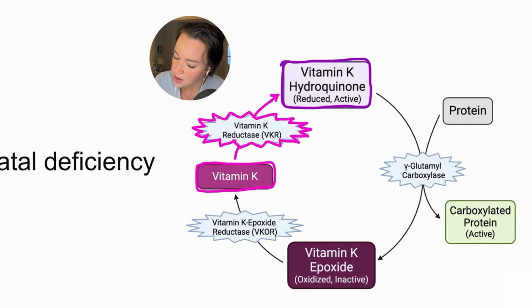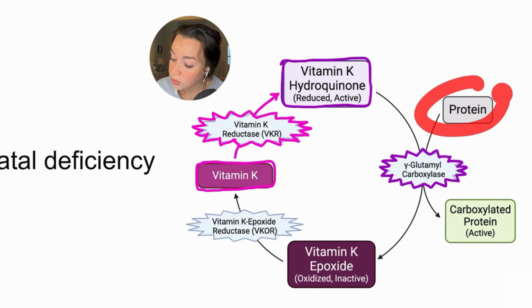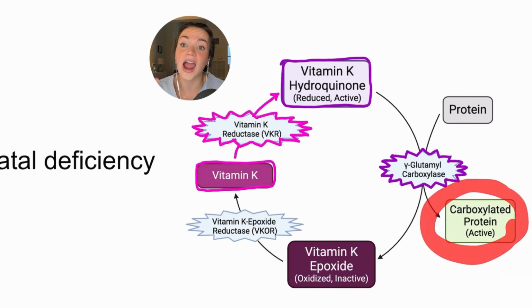This is our reduced active form of vitamin K, and this vitamin K hydroquinone is going to be a cofactor for this very important enzyme down here called gamma-glutamyl carboxylase. So it is the reduced form of vitamin K, this vitamin K hydroquinone, that has been loaded up with these electrons to help out this gamma-glutamyl carboxylase. And because we're dealing with a carboxylase enzyme here, it is going to carboxylate proteins of interest, turning them into carboxylated proteins in their active form.